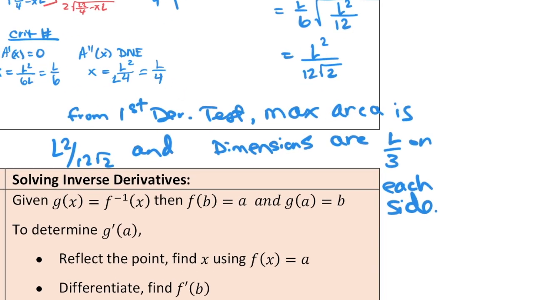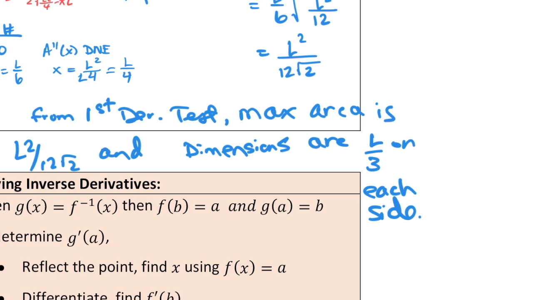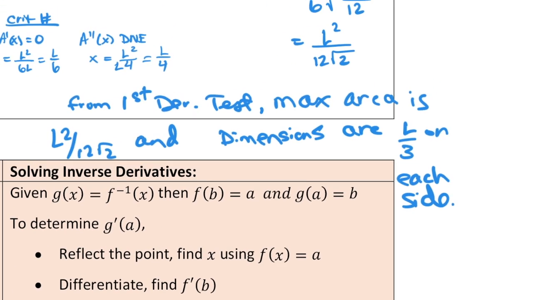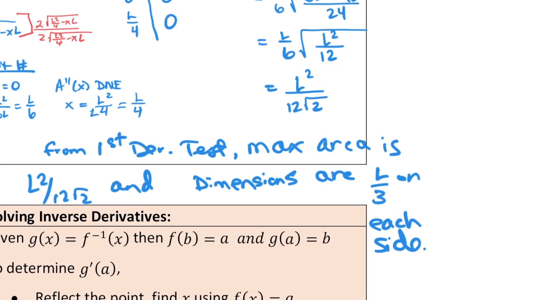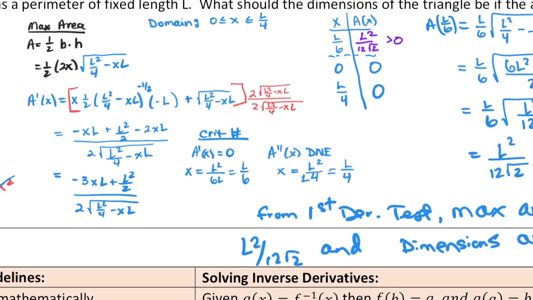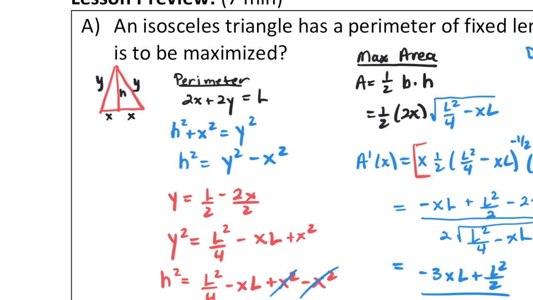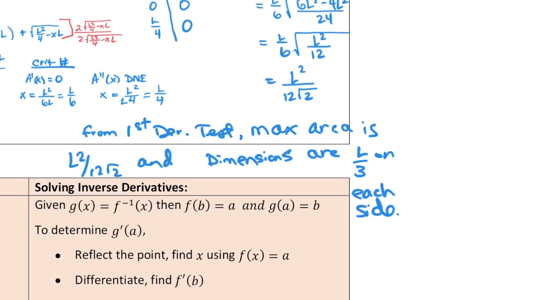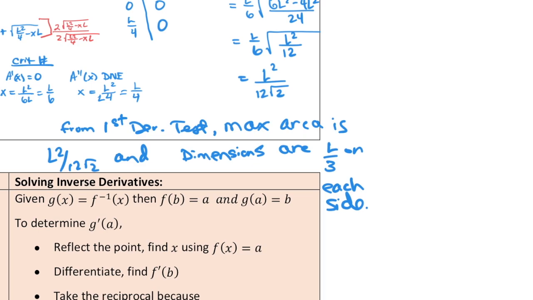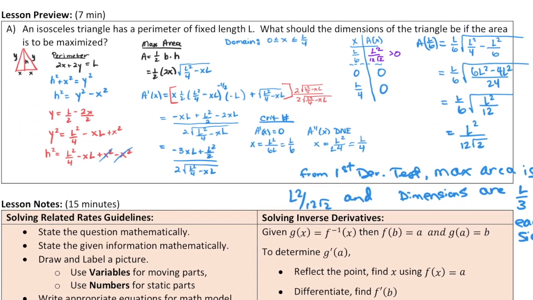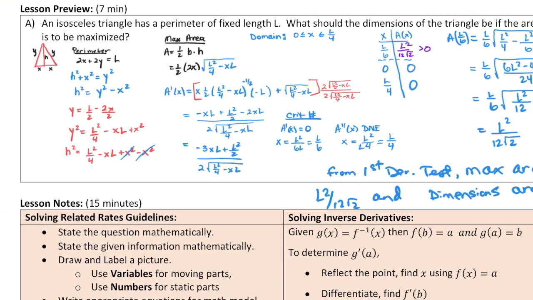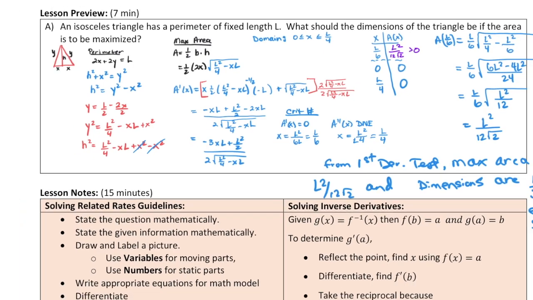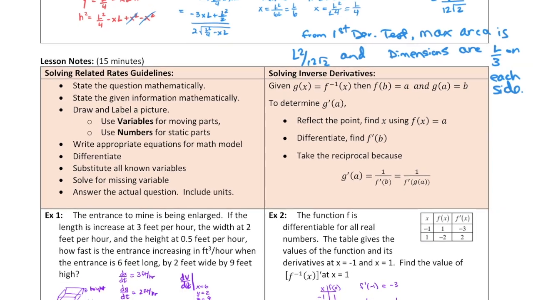Make a statement. From the first derivative test, the maximum area is, and the dimensions are, now when you go back and look at your dimensions, remember, I used x and x. You're going to come up with L over 3. Resubstitute, and you're going to find L over 3 for the y value as well. So they're L over 3 on each side. Pretty cool problem. Now, many pieces of this problem might look different than what you did, but your answer should come out to be the same.